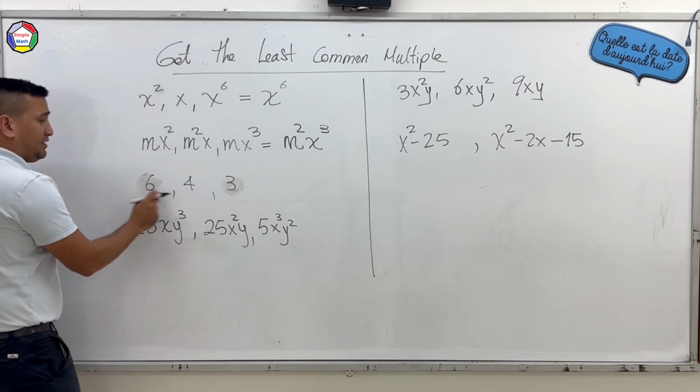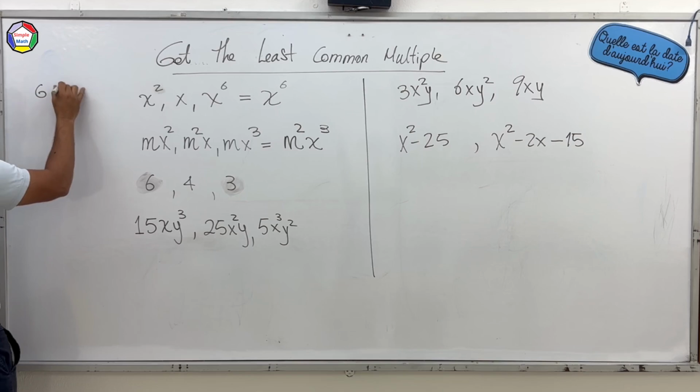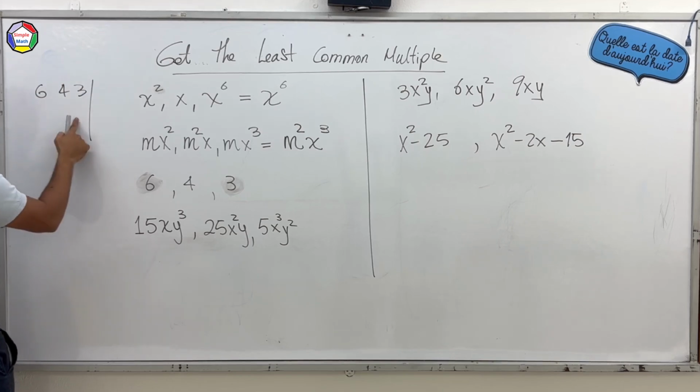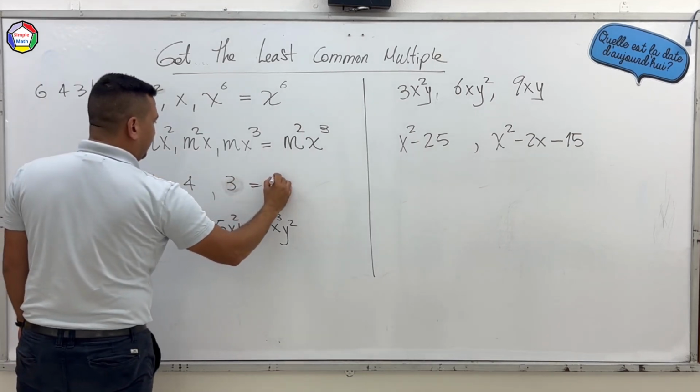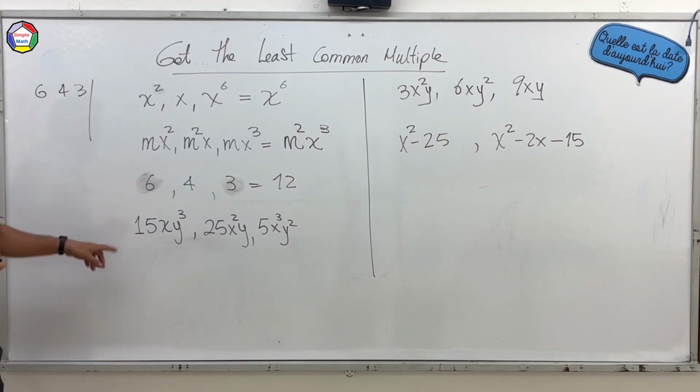Okay? Here, 6, 4 and 3. If you know prime factorization, with 6, 4 and 3, doing this, you will see that the least common multiple is 12. Okay? And then let's see the case when we have numbers and letters combined or together.